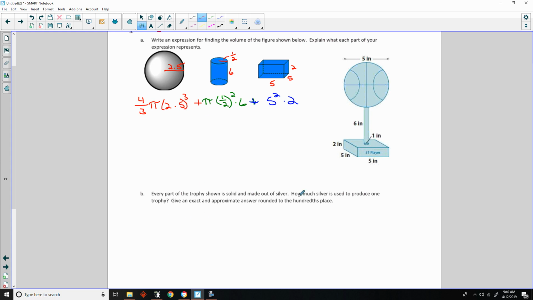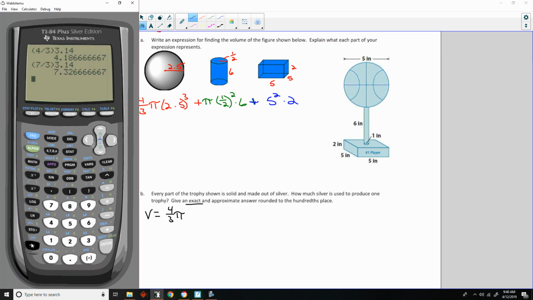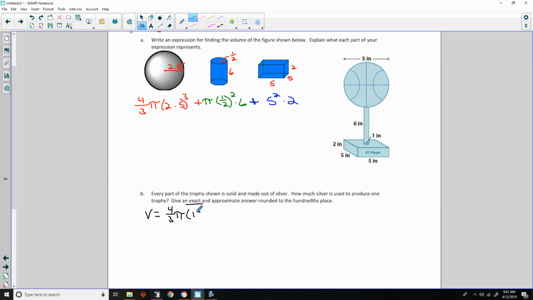So, first of all, let's do exact. I'll do exact in black. Exact means in terms of pi. So I'm going to simplify this now. So volume is going to equal 4/3 pi, and 2.5 squared is 6.25, but 2.5 cubed is 6.25 times 2.5, which is 15.625. Plus pi, 1/2 squared is a quarter, times 6 is 6/4, which reduces to 3/2 pi. Plus 5 squared is 25, times 2 is 50. Okay, so there we have it.